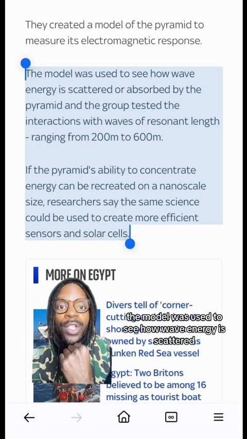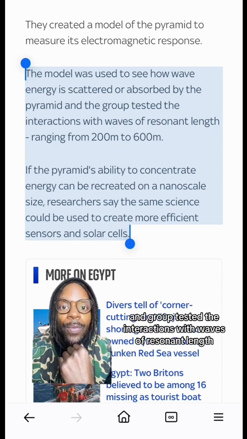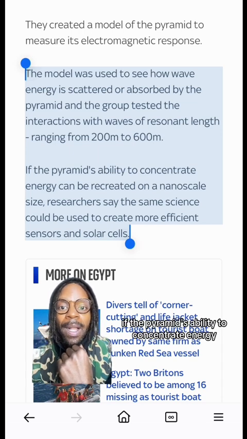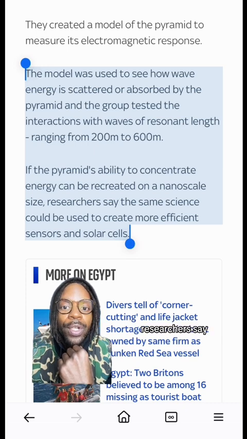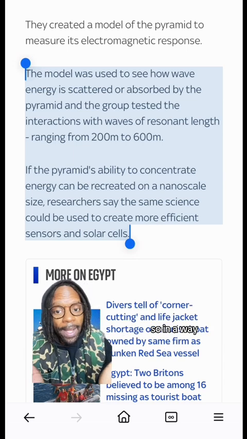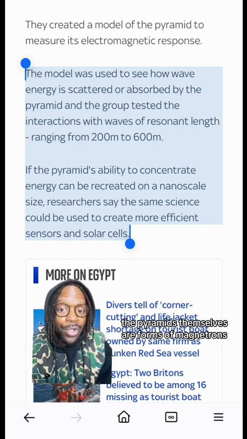The model was used to see how wave energy is scattered or absorbed by the pyramid, and the group tested the interactions with waves of resonant length ranging from 200 meters to 600 meters. If the pyramid's ability to concentrate energy can be recreated on a nanoscale size, researchers say the same science could be used to create more efficient sensors in solar cells. So in a way, the pyramids themselves are forms of magnetrons.